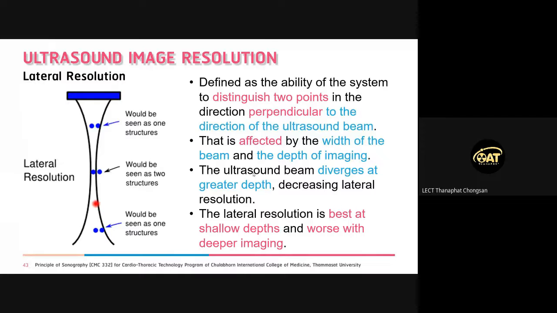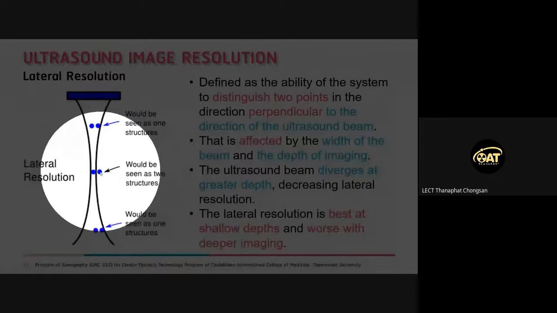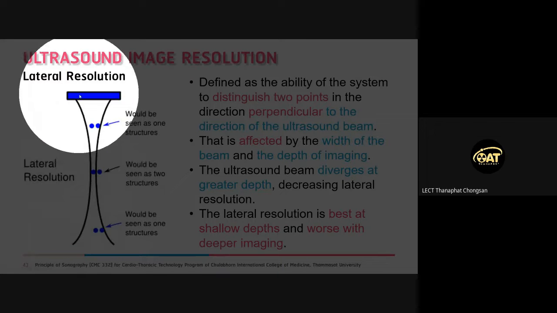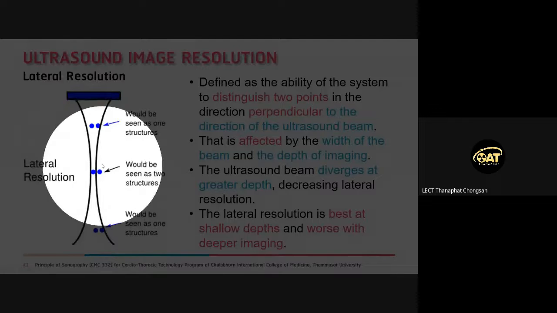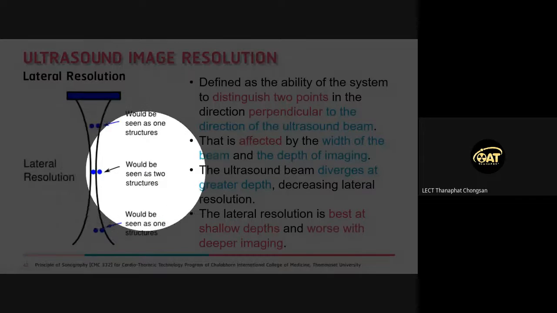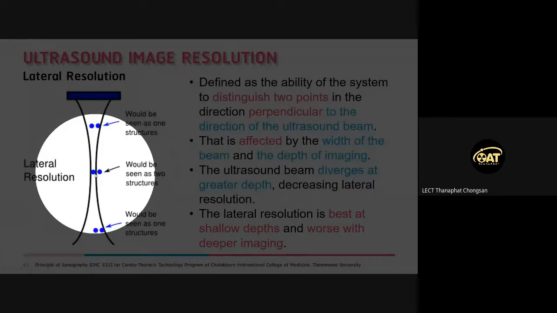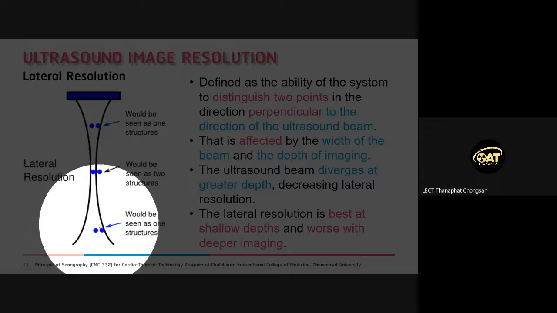For lateral resolution, this is a good lateral resolution. It can separate two objects. The black line is the ultrasound beam. The ultrasound beam is shaped, narrowest in the center of the beam. This position has good resolution and can separate two objects. But this is poor resolution.